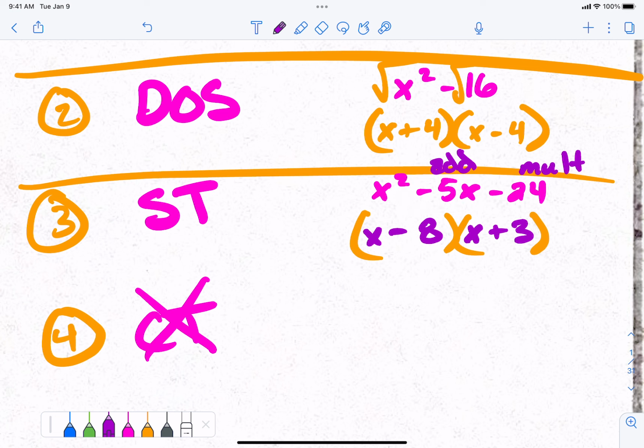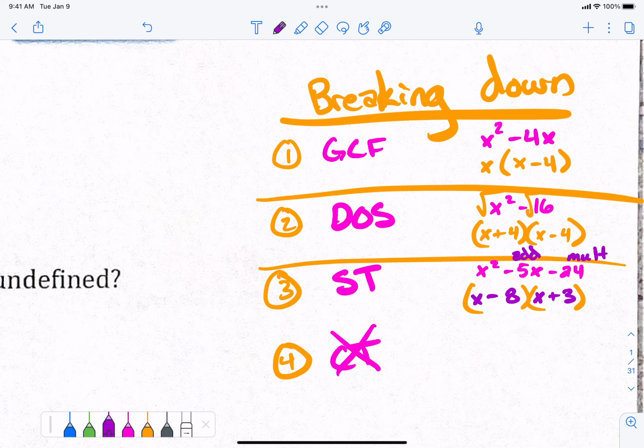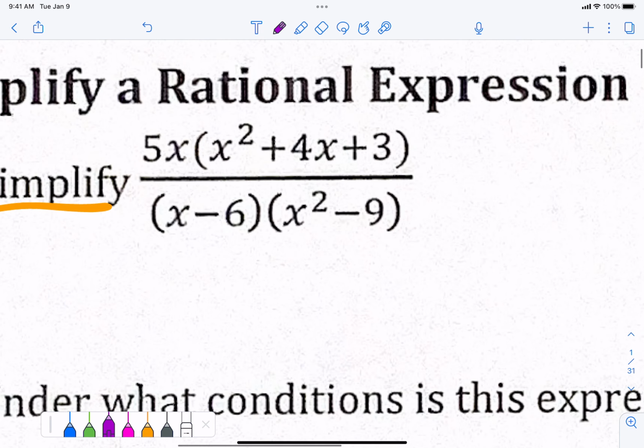Do you remember doing this? Taking you back a little bit? We're going to have lots of practice with that today. Especially simple trinomials. Lots of those, okay? So these are strategies for breaking things down. All right, so we're going to go back over here and we're going to simplify this thing.